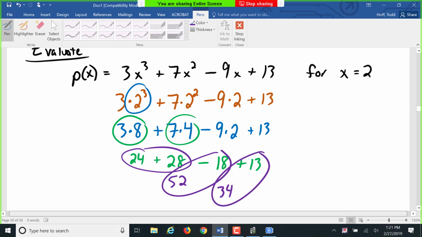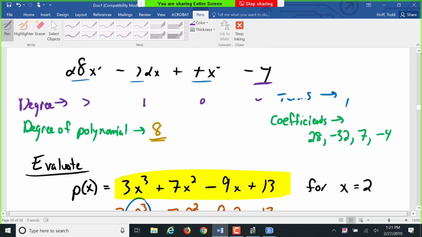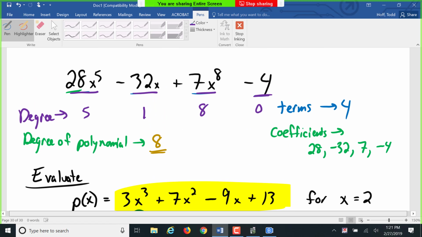34. And 34 plus 13 is 47. So that polynomial evaluates to be 47. Now, one thing you will notice, I wrote this polynomial in a very specific way. I had mentioned in this previous example up here that this polynomial would be considered improper or bad grammar. The reason for it is I just kind of randomly placed the terms in there, the digits in there.